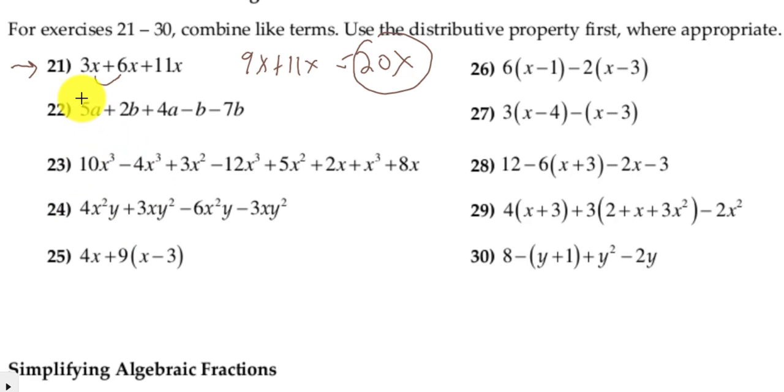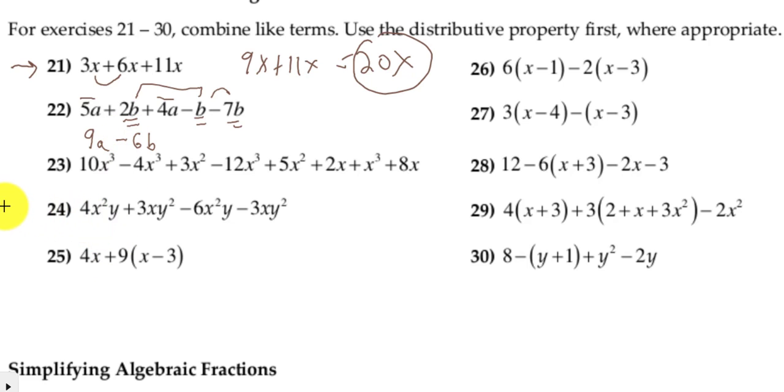What I'm going to do is put a bar above all the like terms. So anything with an A is like terms. So I see 4A plus 5A. So let's call that 9A. Right? And then when I look at my B's, I have three terms with a B. So 2B minus a B would leave me with 1B. And 1B minus 7B would be minus 6B. That's my final answer, right?